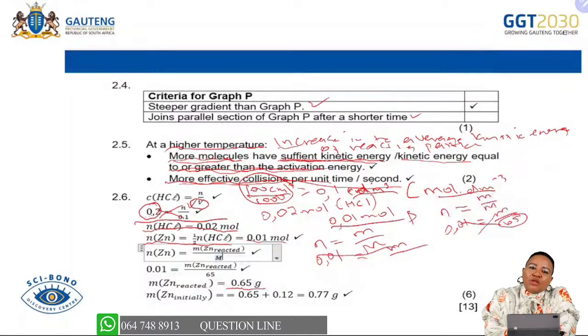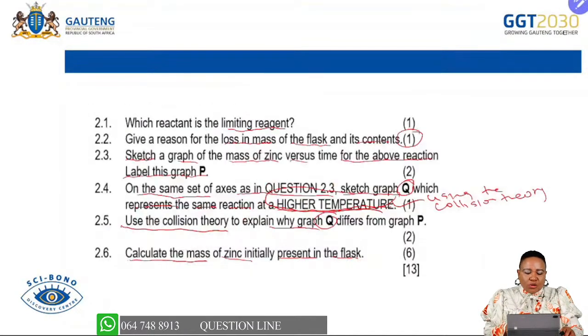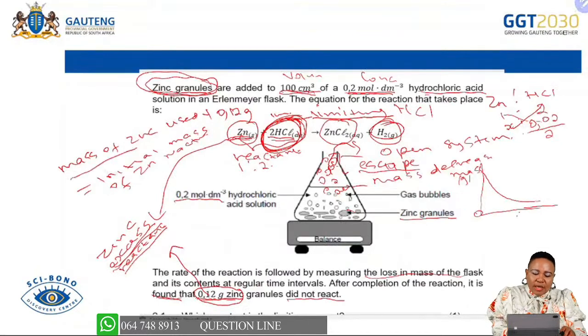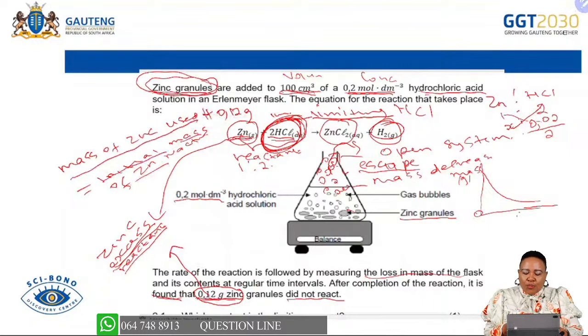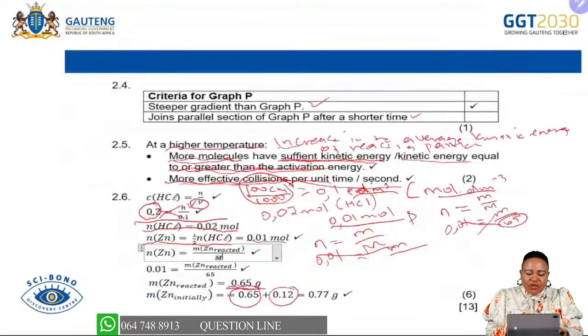It is not the initial mass of zinc because we were told that zinc is in excess. So after getting the mass of zinc that reacted, we are going to take it and add the mass of zinc that is in excess. As I said, we need to find the mass of zinc that was used, and add 0.12 that is in excess for us to find the initial mass of zinc. So from the mass of zinc that we got, which is 0.65, we are going to add 0.12 and find 0.77, which is the total mass of zinc.